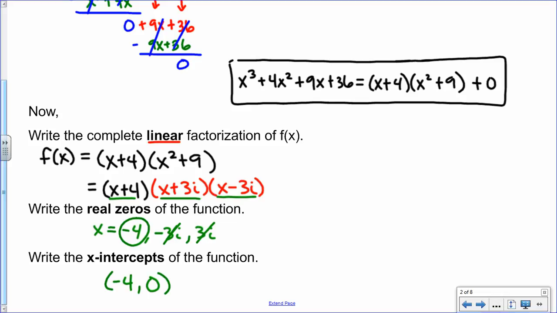Okay, questions about that? All right, that will be on your quiz tomorrow. Okay. Now we're going to talk about synthetic division.